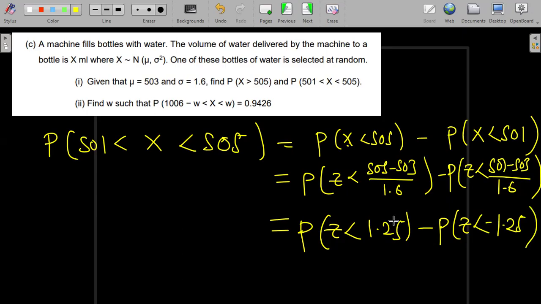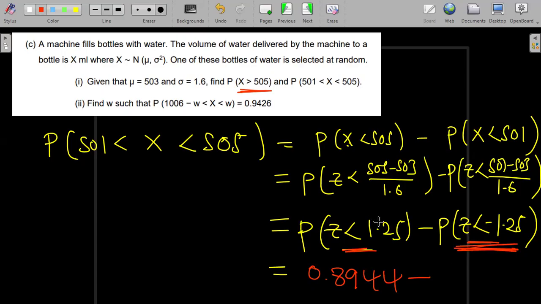Okay, so that is what I have. Okay, so we can go directly to the tables. Okay, you go to the positive z-score, you find this probability. You also go to the negative z-score, you find this probability. Okay, so let's find this probability from the z-score. We just found it when we were finding this. Okay, we found that that probability was simply 0.8944. And then we're going to say minus, and then now we can struggle with this one.